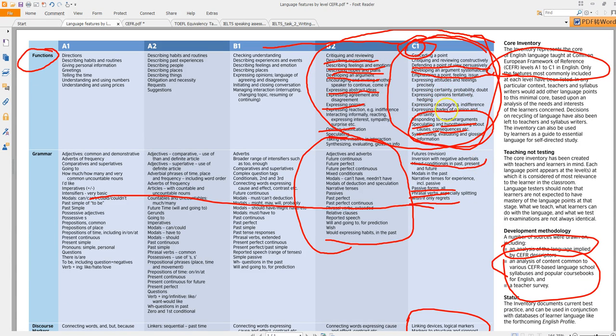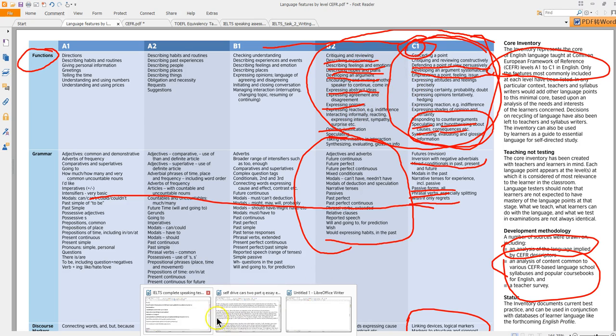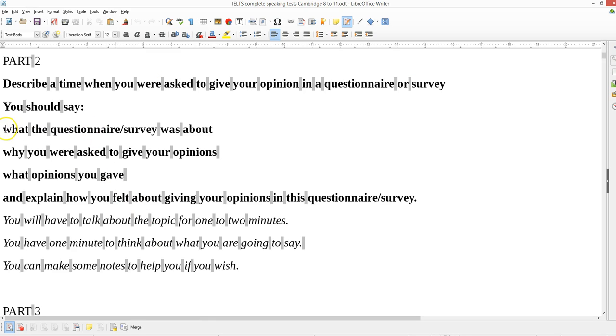Express opinion, certainty, probability, doubt, developing an argument, talking about opinions and feelings, etc. So if you just follow the points on the card, the survey, the questionnaire was about this. That's present, present, present. Why you were asked, that's in the past. What opinions you gave. Explain about how you felt.